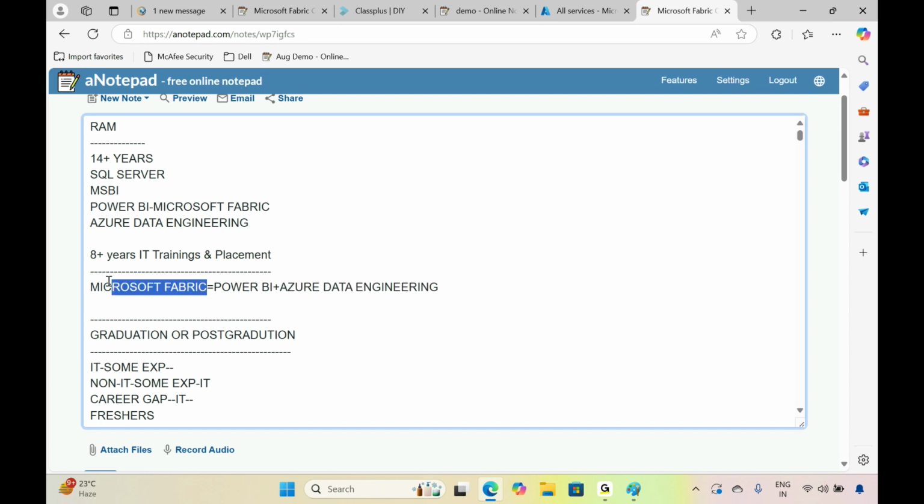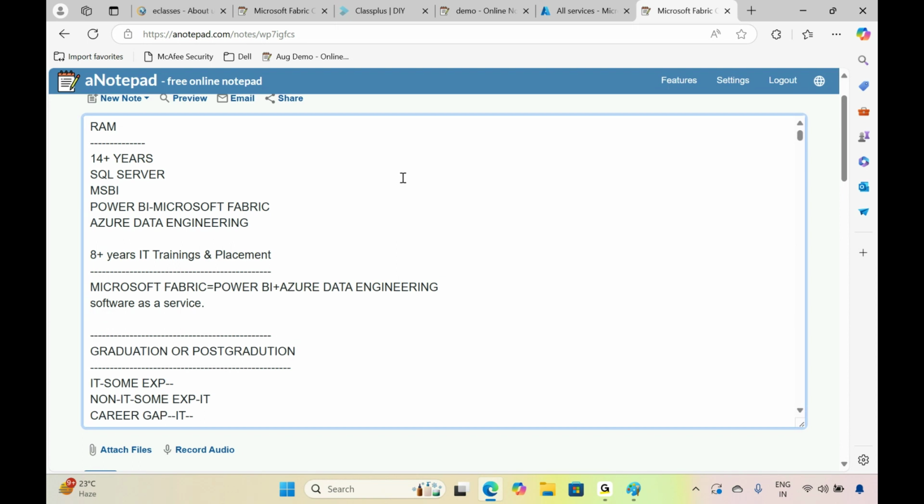Microsoft Fabric contains Power BI software plus inside Azure Data Engineering, whatever the softwares we have, all those things are available. Microsoft Fabric is a SaaS platform. What do you mean by SaaS? Software as a service. That means already all the software services are installed and maintained.